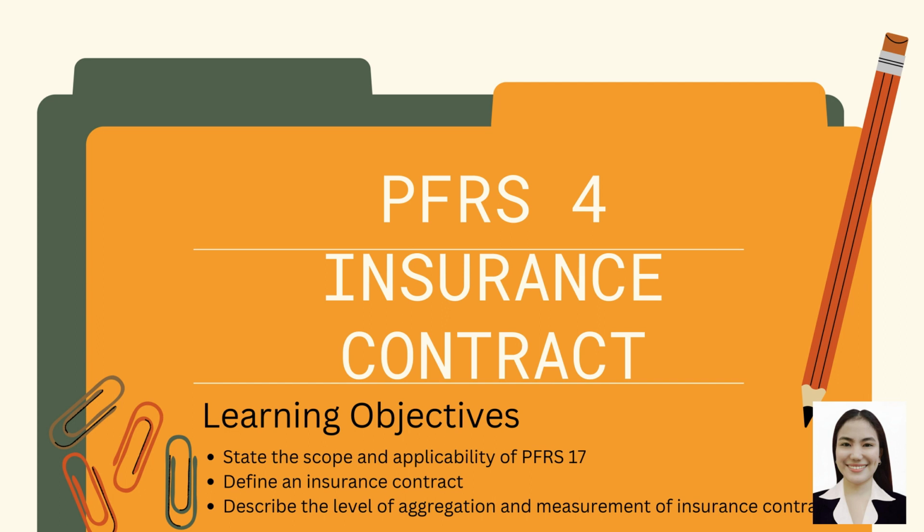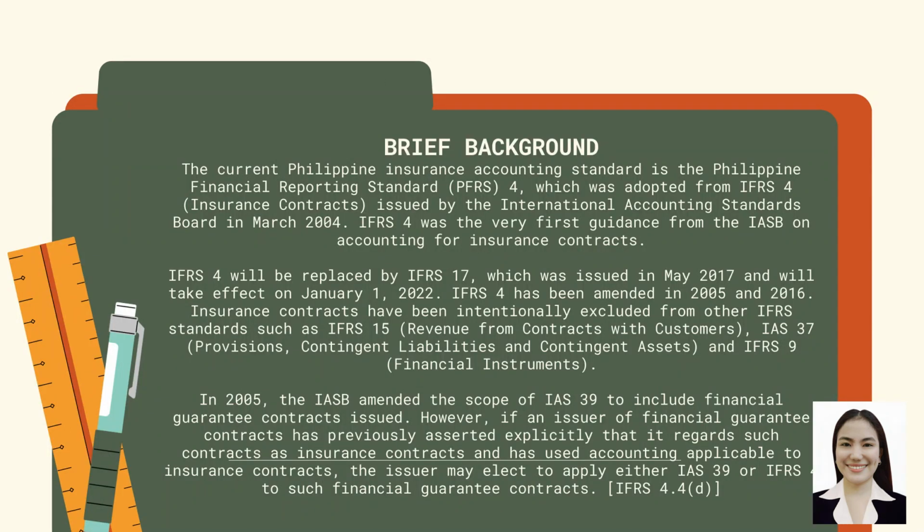But before the more important and wider information about this topic, we will discuss first the brief background so that magkakaroon tayo ng idea and also impression about what insurance contract updates and also their history. So for the next slide, we have here the brief background. PFRS 4 or the Philippine Financial Reporting Standards 4 ay na-adapt siya from the IFRS 4, which is the very first guidance from IASB accounting for insurance contracts. And ano nga ba yung pinaka-latest happening or updates about this standard?